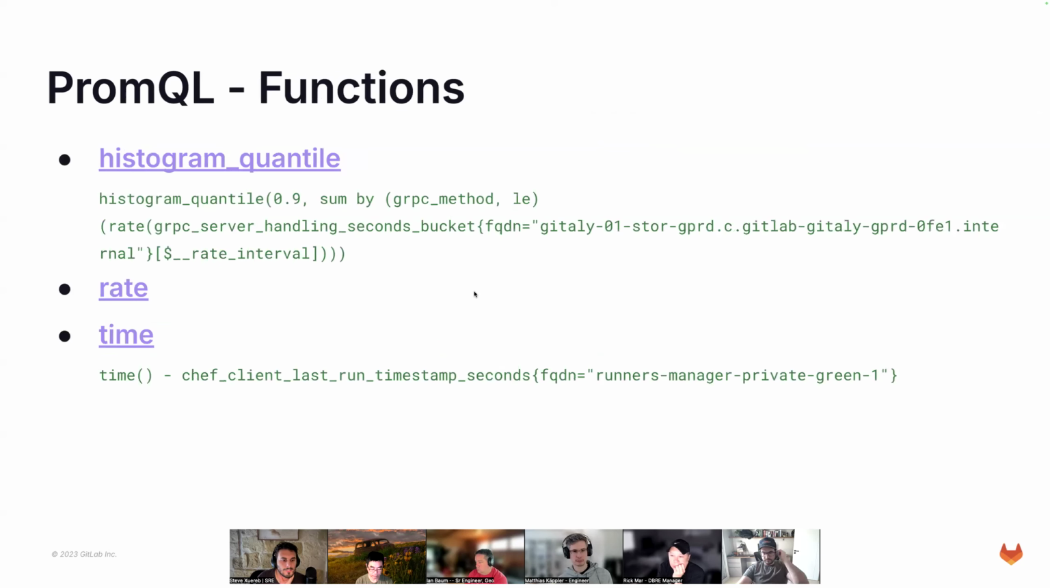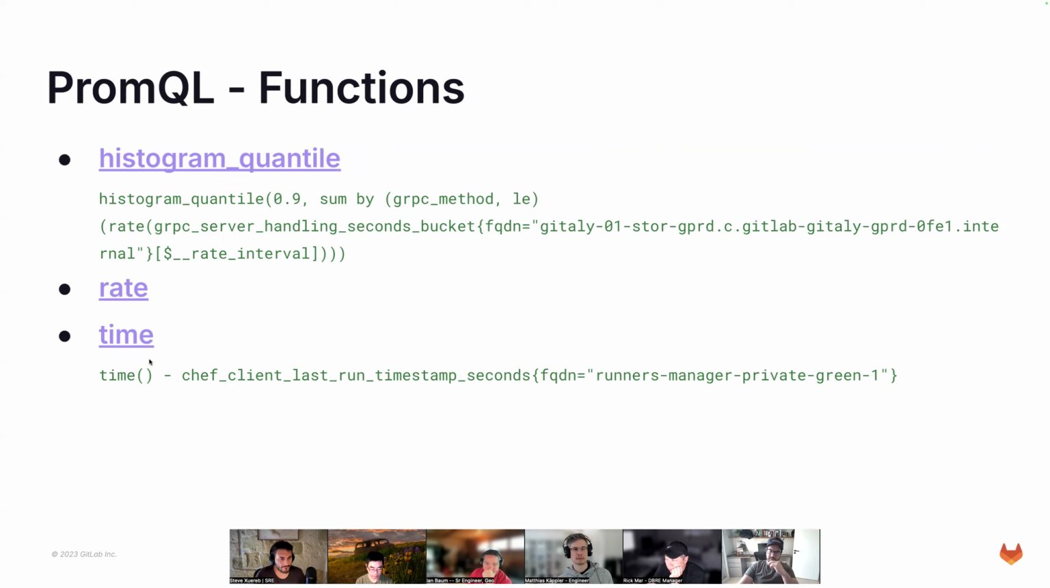And then you can do functions. These are the functions we've already seen. The histogram, where you specify, give me like the P90 for this specific bucket. Give me the rate for a specific counter. And for example, you can give me a time.